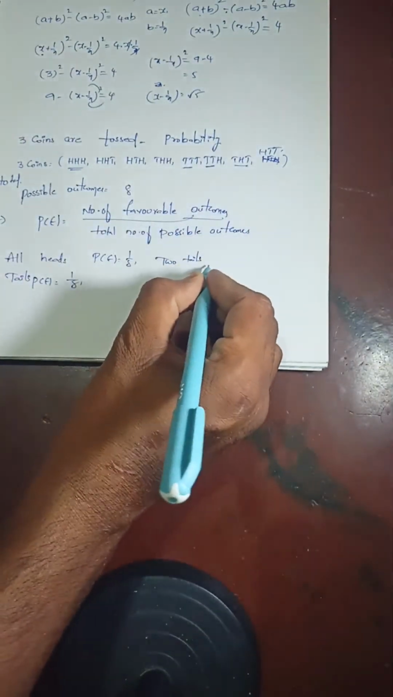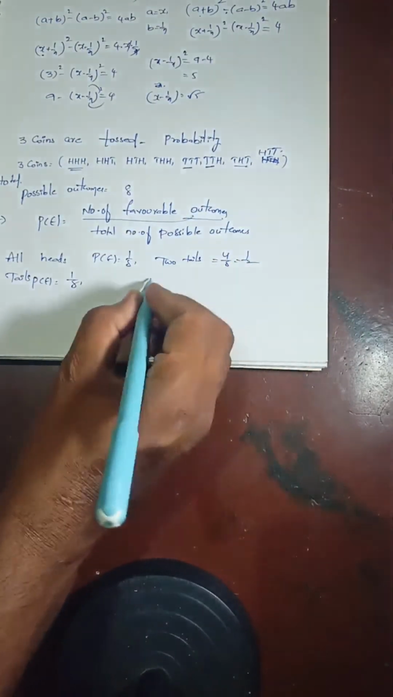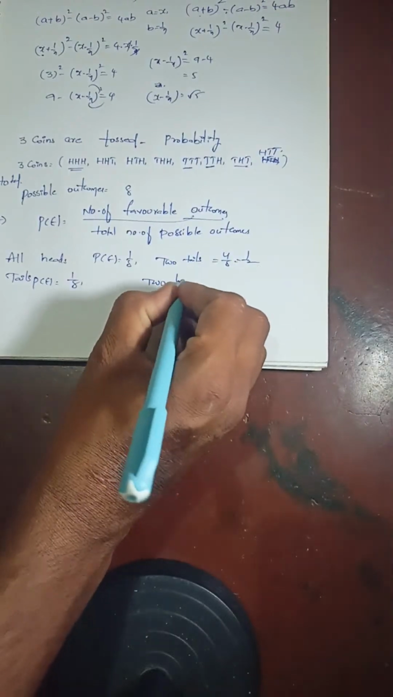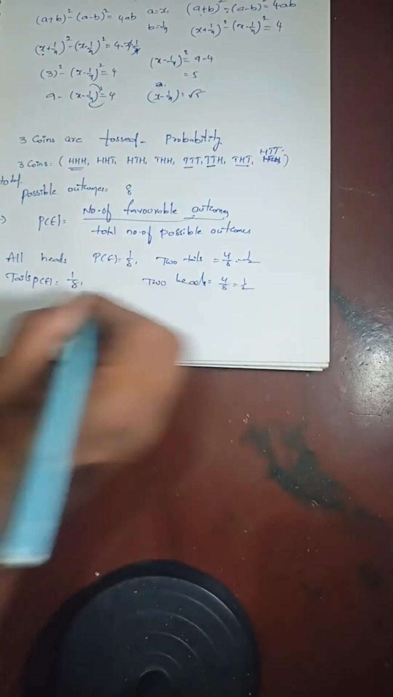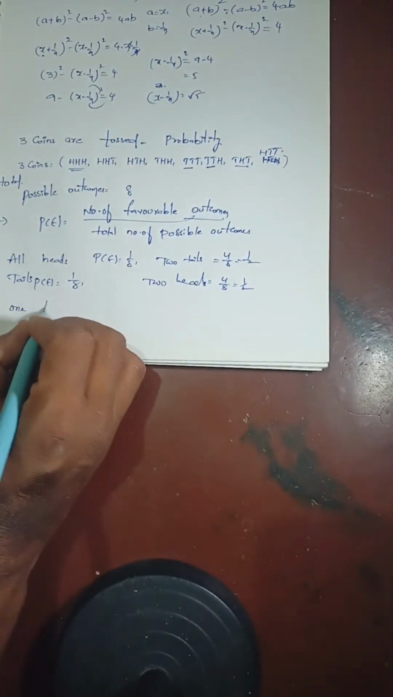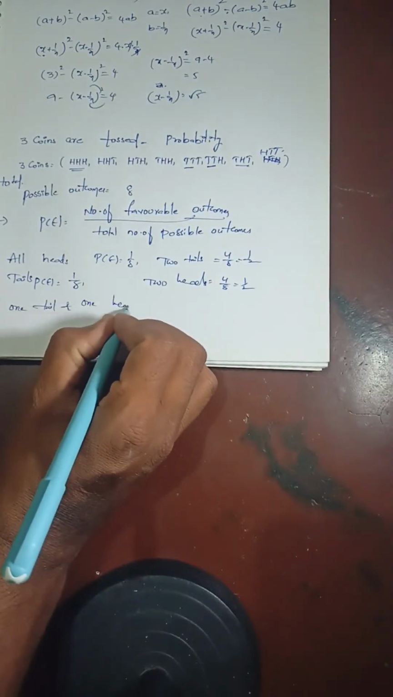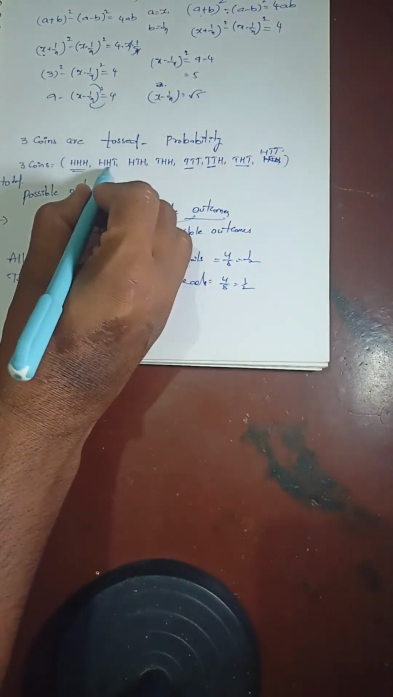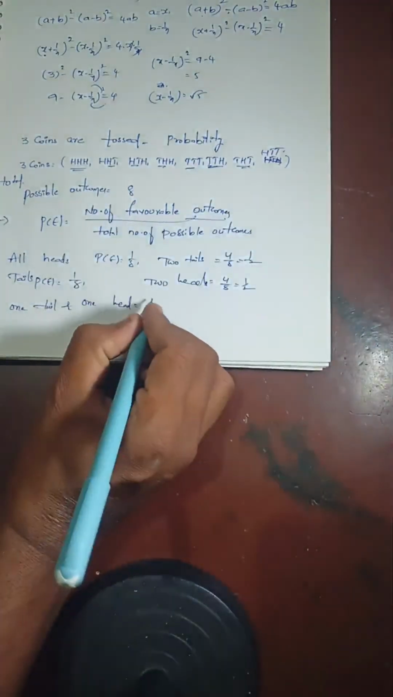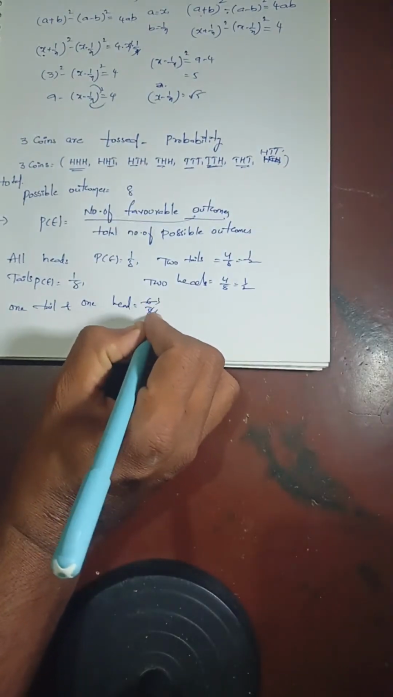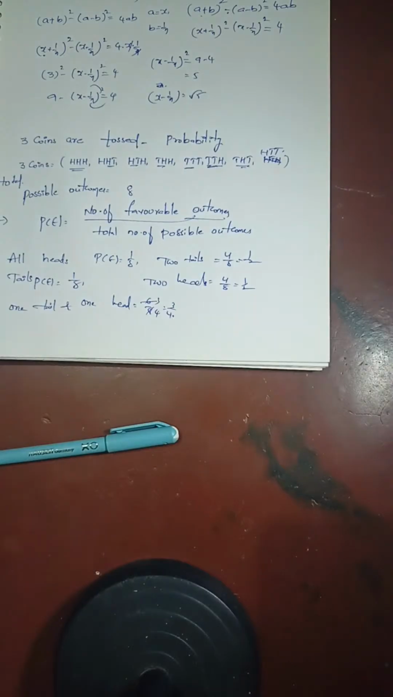Okay, so 2 tails, how many times are you having? 4 by 8, which is equal to 1 by 2. At least 2 heads, same, 4 by 8 equals 1 by 2. 1 tail and 1 head, how many times one tail one head? 1, 2, 3, 4, 5, 6. 6 by 8, 3 by 4. Like this we are going to solve the problem.